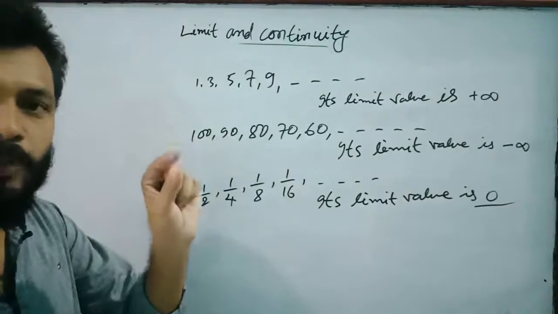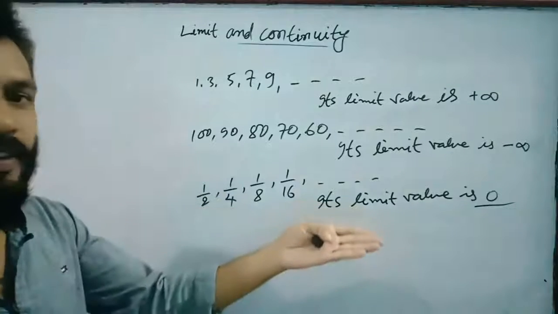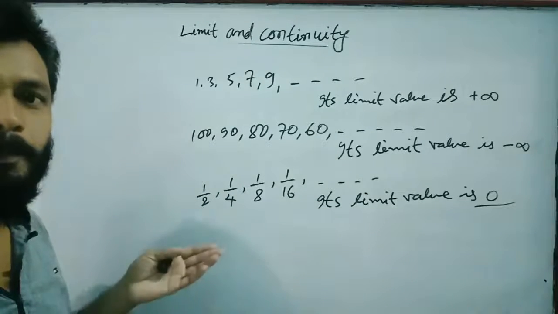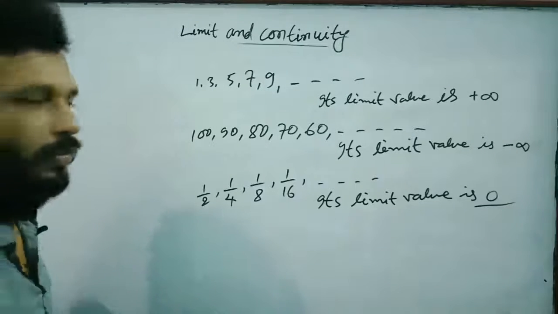Its nth term is a function. Understood? So the value that is approached is called the limit value.